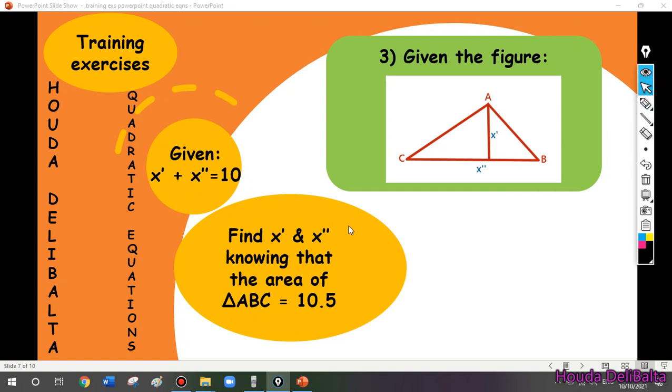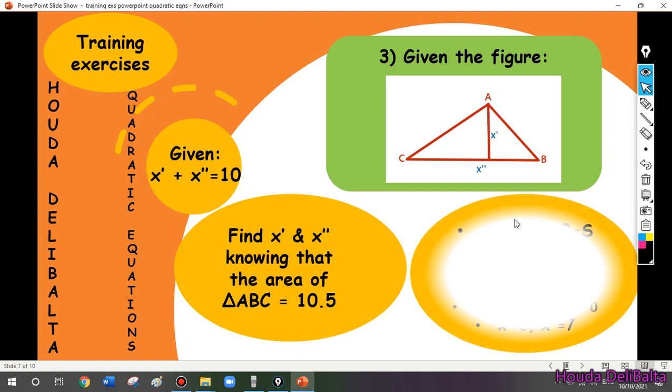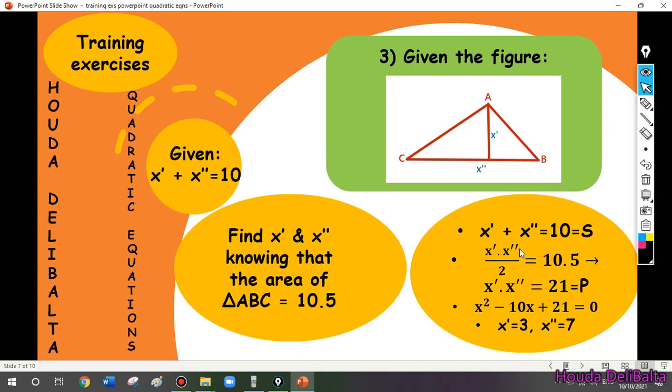So let's continue how to benefit from that given. The area of a triangle is definitely the height times the base over 2. So x prime times x double prime over 2 is the second given, that's equal to 10.5. So the first given is that x prime plus x double prime is 10. That means that s, the sum of the roots, is 10. And x prime dot x double prime over 2 is 10.5. That's the area, height times base over 2. Then definitely x prime dot x double prime is 21, which is the product.